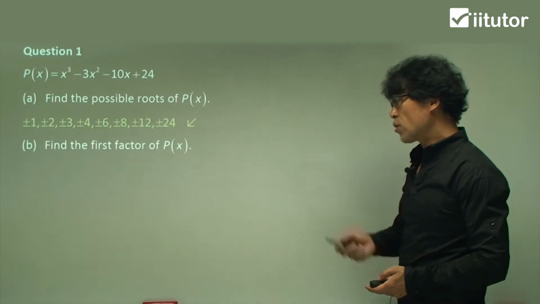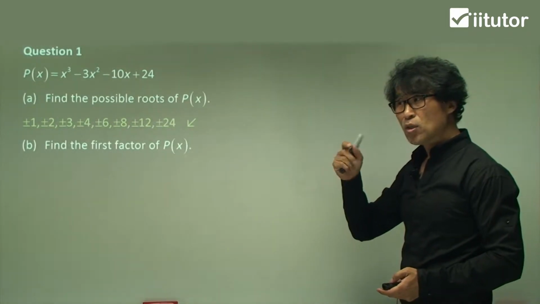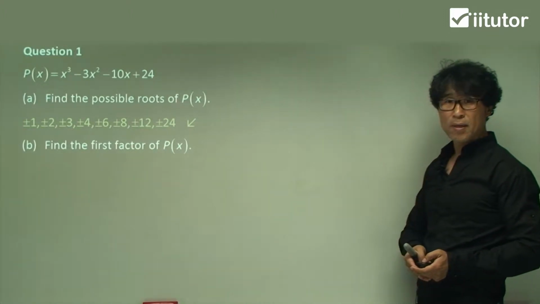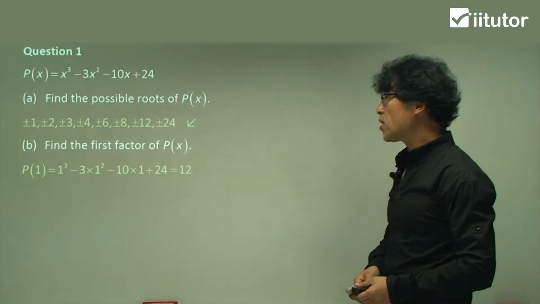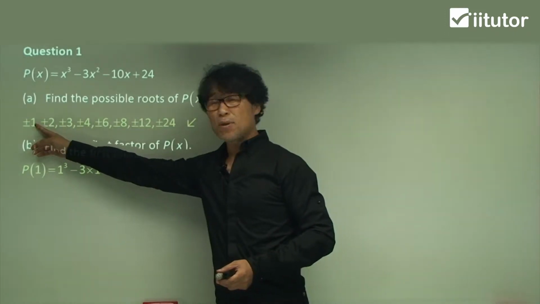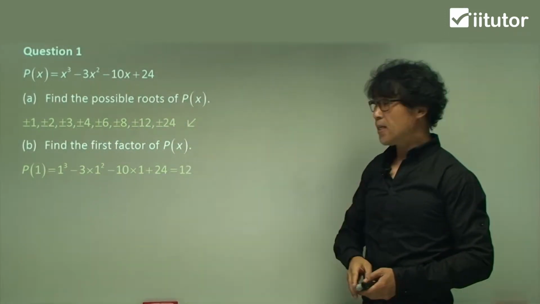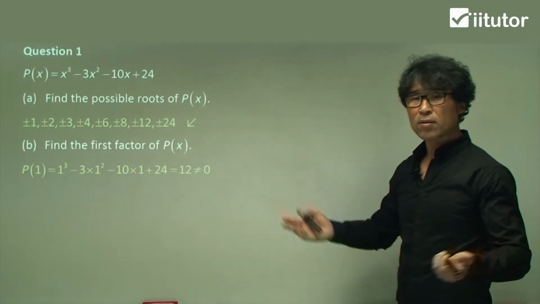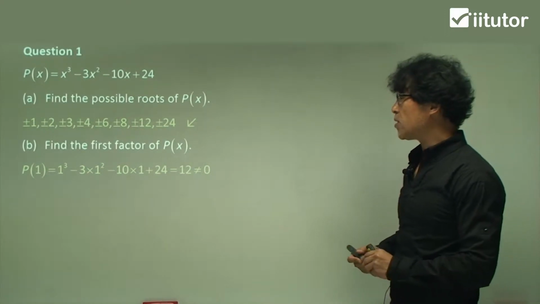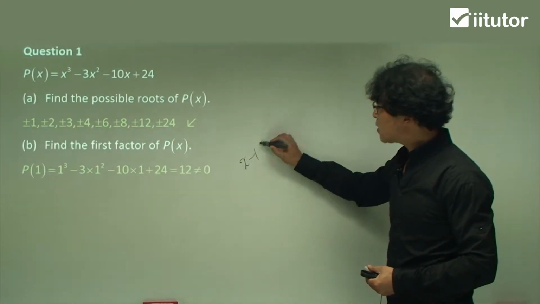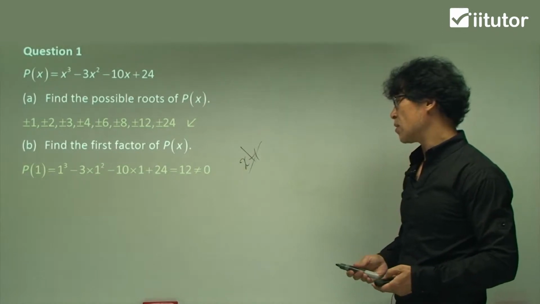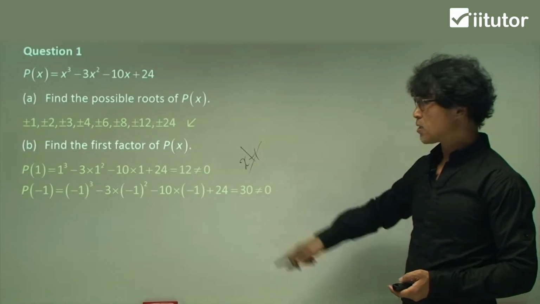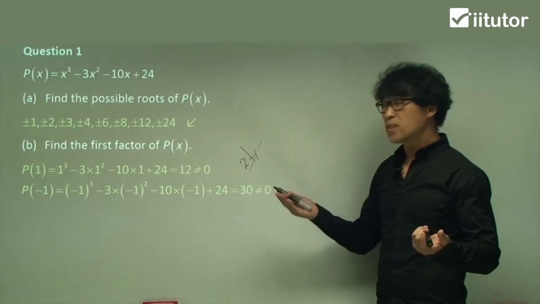What we're going to do is substitute one at a time to see whether that produces a remainder of 0. Substitute the first one, plus 1, into p(x). It gives us 12. This is not 0, so that is not a factor, which means x minus 1 is not a factor. When you substitute -1, it gives 30, which is not 0. So x plus 1 is not a factor.